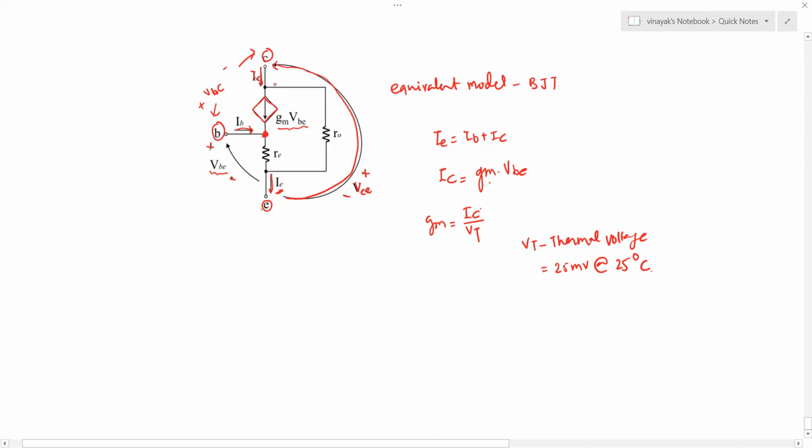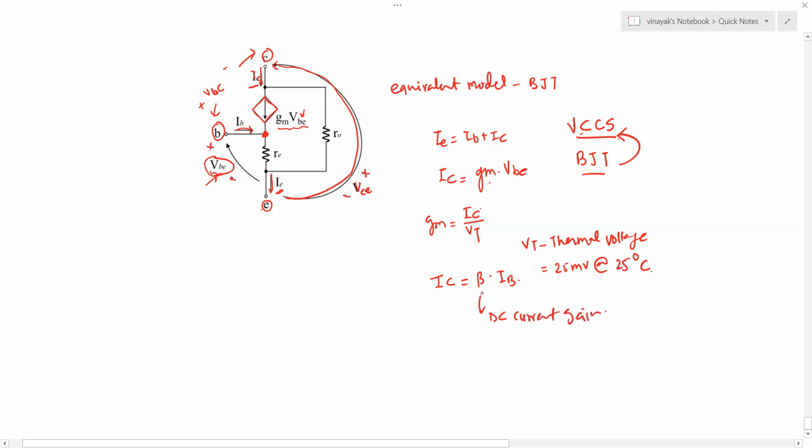It means the current IC is dependent on the input voltage VBE, that is this voltage drop. So that's how you model. So it is basically a voltage controlled current source. So the BJT can be modeled as a voltage controlled current source, where the input voltage across the base-emitter junction controls the collector current. And obviously IC is also beta times IB, where beta is called the DC current gain.